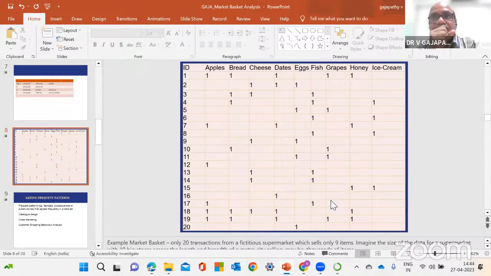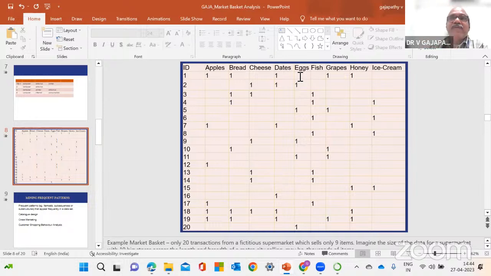You see this one. See, ID is there. This is what I said, transaction ID. Apples, bread, cheese, dates, all these things are there. In the first ID, I put apples 1, bread 1. Therefore, whichever I have not filled out is 0. It will be recorded in vector form. Now, this is the case.